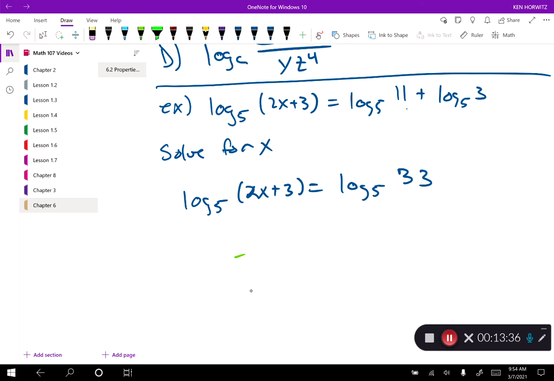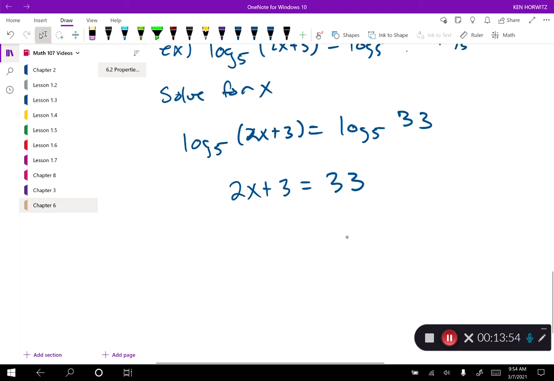And if I can use my one-to-one property, what I can say is that 2x plus 3 has to equal 33 because all I'm doing beyond that is taking the log base 5 of each one of them. All right, so this is true. So now from here, it's a two-step algebra problem. I'm going to subtract 3 from both sides. I get 2x equals 30, x equals 15. I love my one-to-one property.